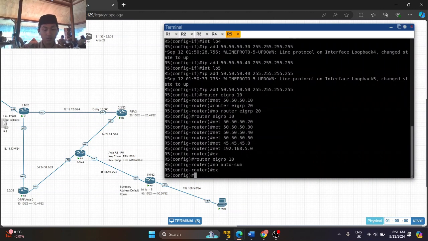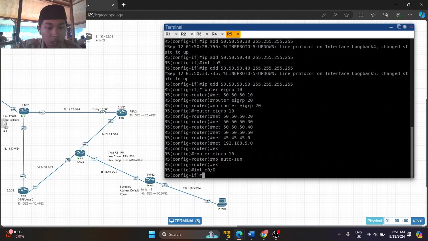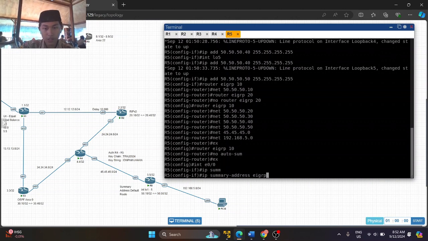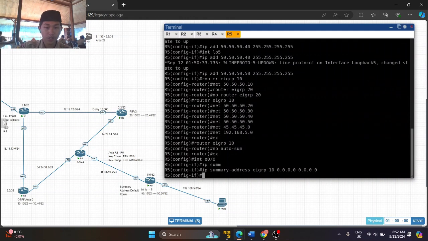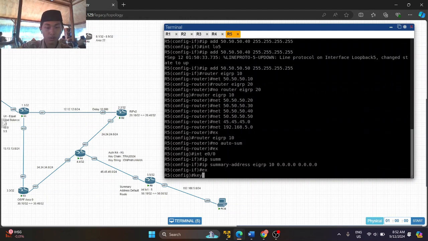Exit. Then let's move to interface E0/0 because we have a lot to do in this interface. IP summary address EIGRP 10, because we will use a default route, so we will use this. Enter. Okay, and then let's configure the authentication, because without the authentication we can't connect with this side of the router, because we haven't unlocked the authentication like that.